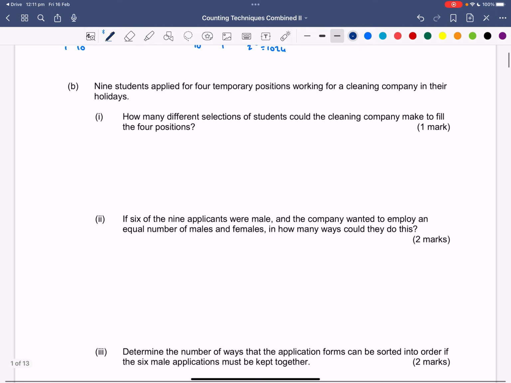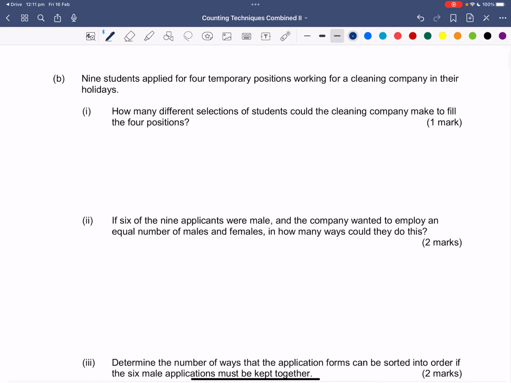All right. 9 students applied for 4 temporary positions working for a cleaning company. So we have 9 students applying for 4 positions.